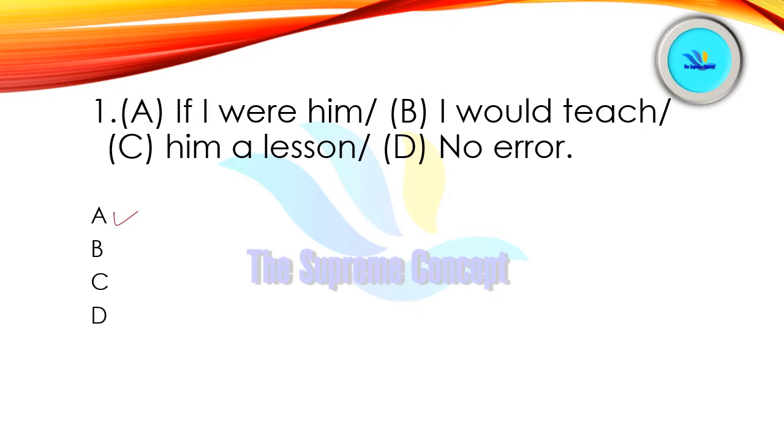Yes, the error lies in part A, so option A is correct here. The objective form "him" is used, but we will use the subjective form, "he". After a form of be, the subjective pronoun should be used in the sentence, so it must be written as "if I were he", not "if I were him". So "he" is the correct answer here instead of "him".